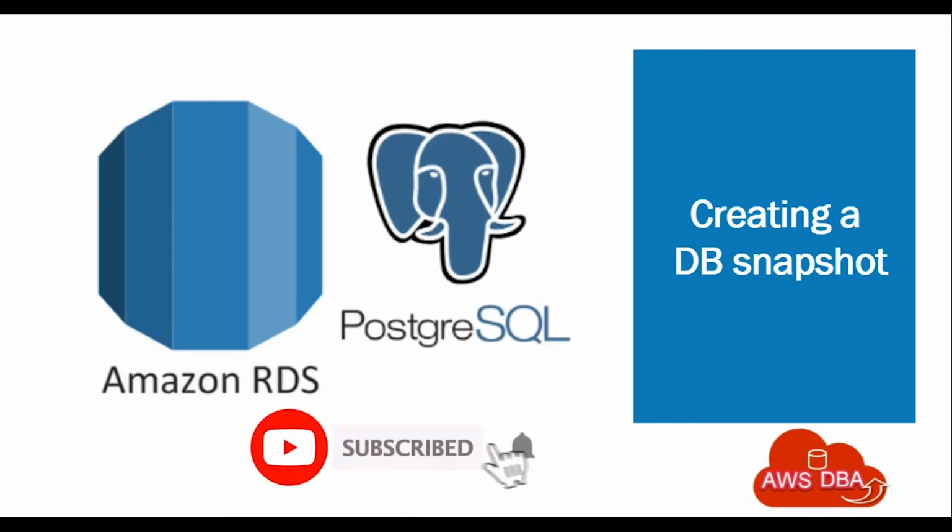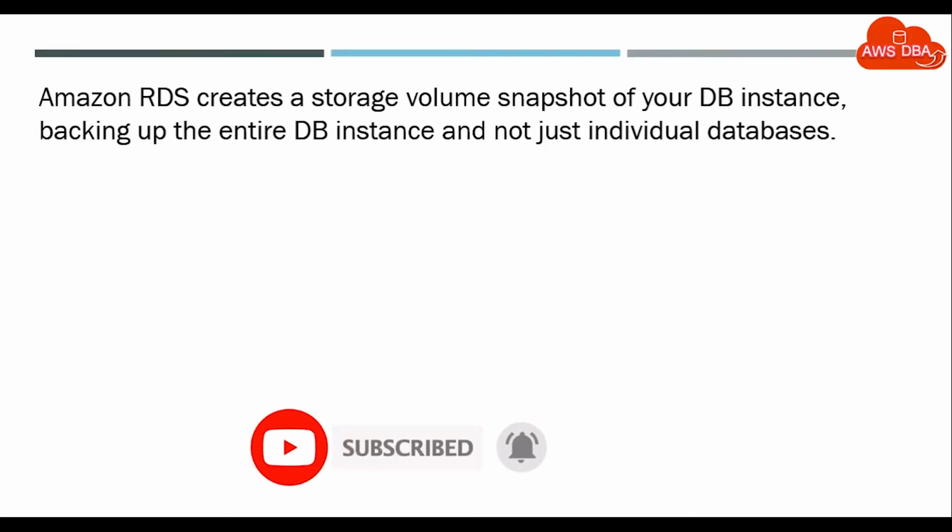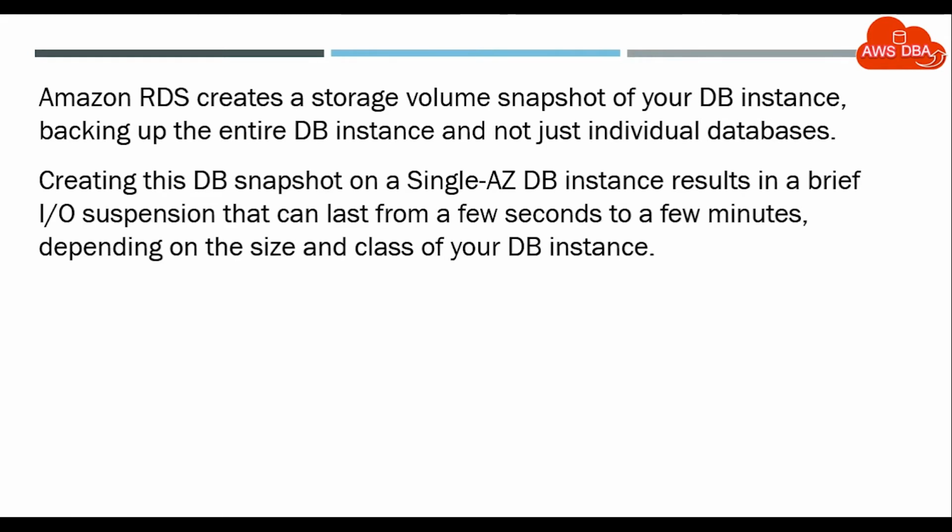In this session, we are going to see how we can create a DB snapshot. Amazon RDS creates a storage volume snapshot of your DB instance, backing up the entire DB instance and not just individual databases. Creating this DB snapshot on a single availability zone DB instance results in a brief I/O suspension that can last from a few seconds to a few minutes, depending upon the size and the class of your DB instance.